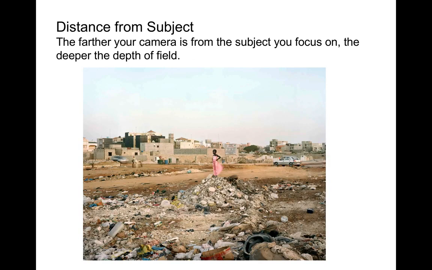The third thing that you can control is distance from subject. Often neglected. The farther away your camera is from the subject you focus on, the deeper the depth of field. Now, this is a fairly normal focal length that Jim Goldberg used, but he focused on a subject, the little girl on top of the trash pile, who was relatively far from him. So he was able to maintain this very deep depth of field from foreground to background.